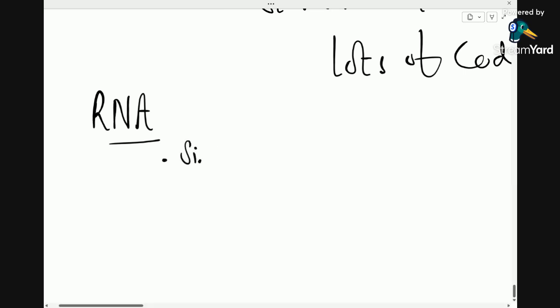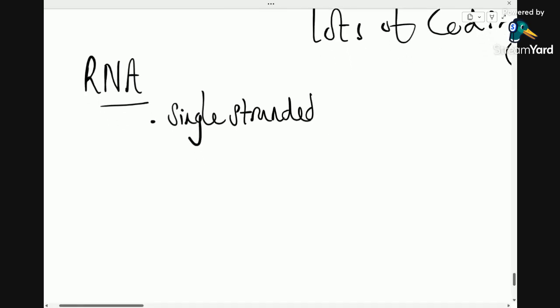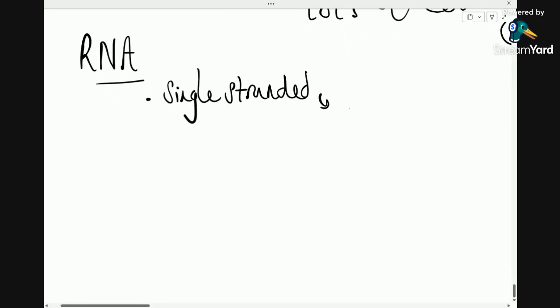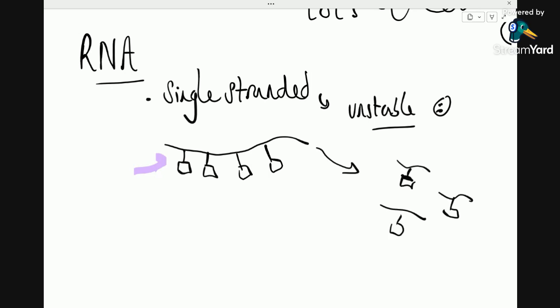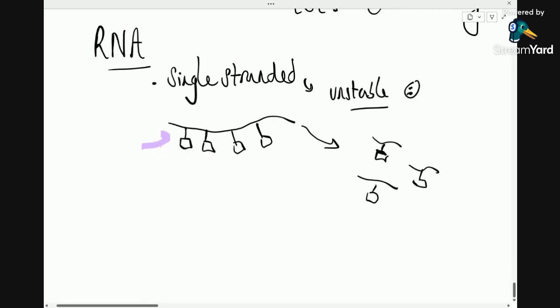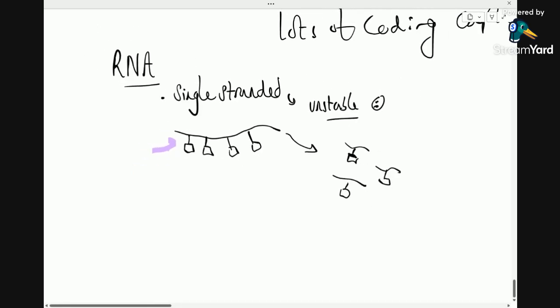So single-stranded, as opposed to DNA being a double helix. This immediately means it's more unstable. It's going to get broken up. So there's this single strand here with the bases sticking out like that. These bases are free to be attacked, essentially, to be broken and degraded. And so very quickly you'll end up with bits of broken RNA. So it's susceptible to hydrolysis. We'll talk about why that's actually a benefit much later on, but there we go.